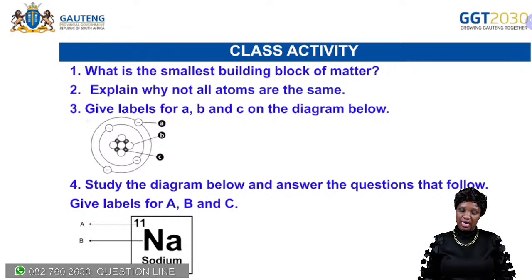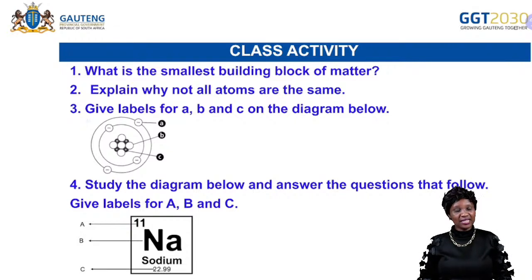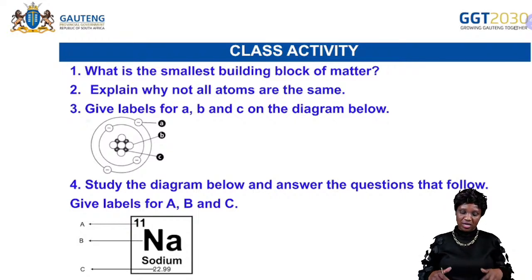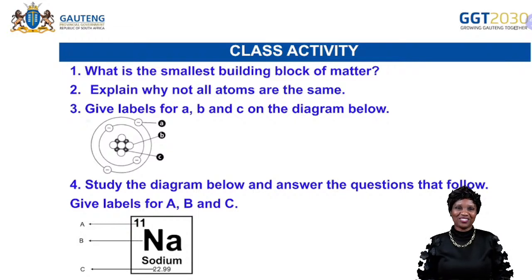Question number 3, give labels for A, B, and C on the diagram below. And then 4, study the diagram below and answer the questions that follow. Give labels for A, B, and C. And then we are given an element, sodium, and then with the chemical name, and then the atomic number and the atomic mass. Let's start answering the questions.